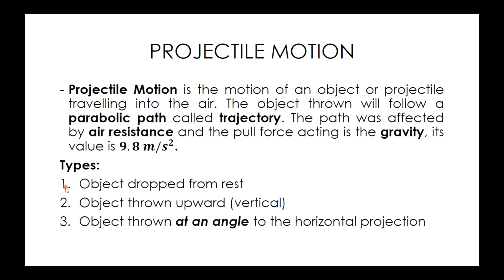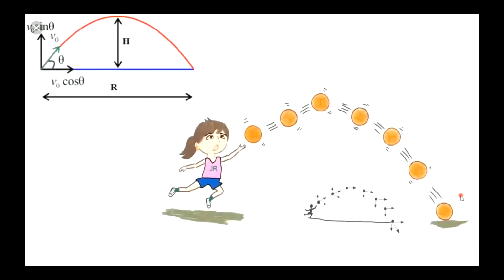For the types, yung type 1 and 2, napag-aralan na natin siya sa free fall. Yung object dropped from rest and object thrown upward or vertical. So for that type 3, dito tayo magpo-focus sa object thrown at an angle to the horizontal projection.